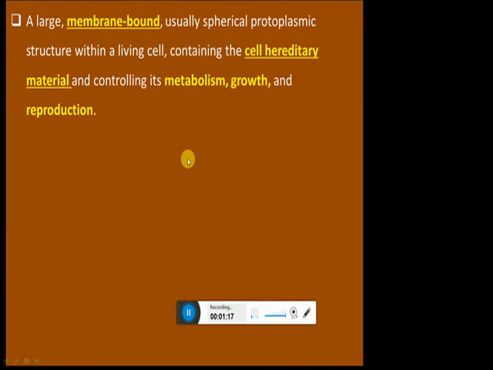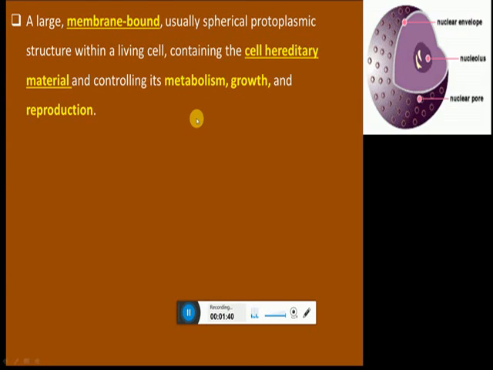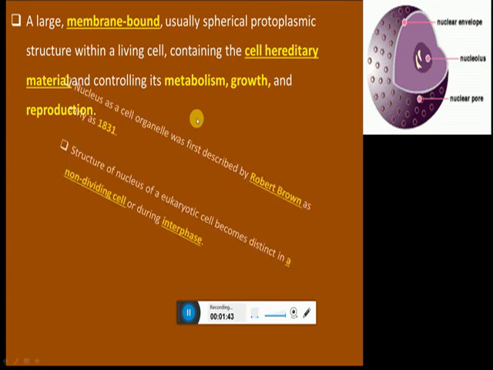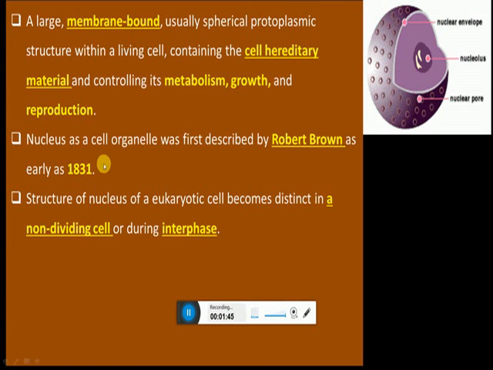Then we are starting the general characteristic features of the nucleus: a large membrane bound, it is an important word, membrane bound, usually spherical protoplasmic structure within a living cell containing the cell's hereditary material and contributing to metabolism, growth and reproduction. The hereditary material is chromatin or chromosome, and it is a double membrane structure. So it is an important feature of the nucleus. Then another characteristic feature, nucleus as a cell organelle, was first discovered or described by Robert Brown in 1831.